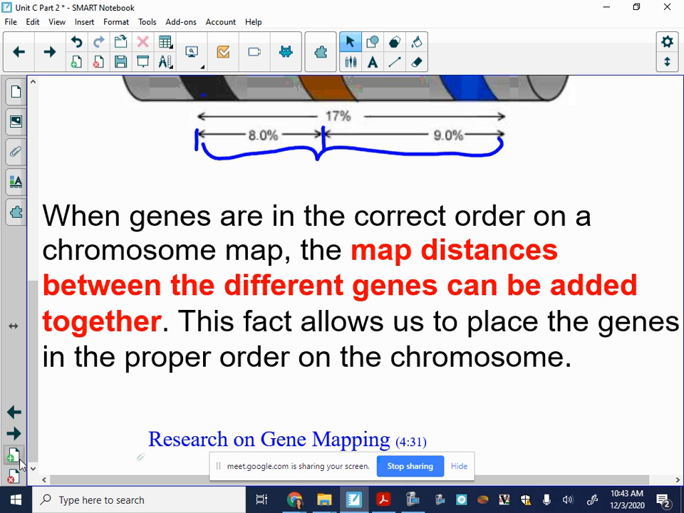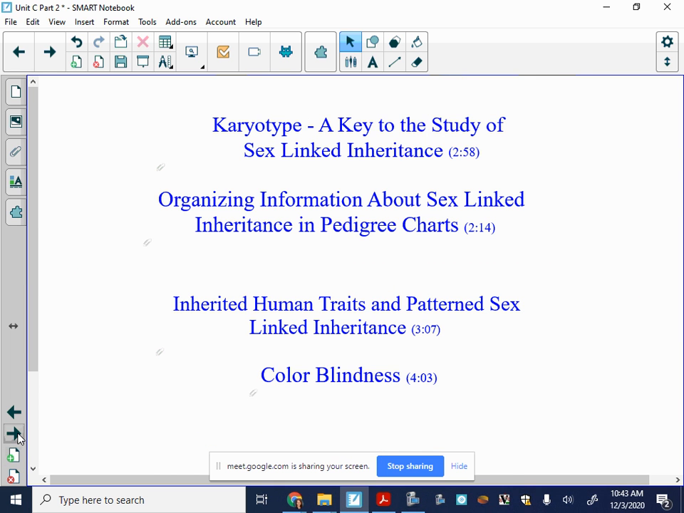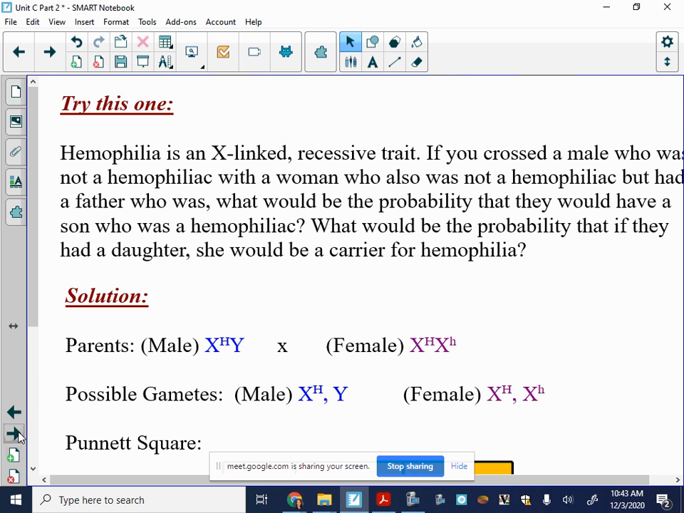Okay, and then when genes are in the correct order on a chromosome, the map distances between the different genes can be added together. So let's try some examples of this.